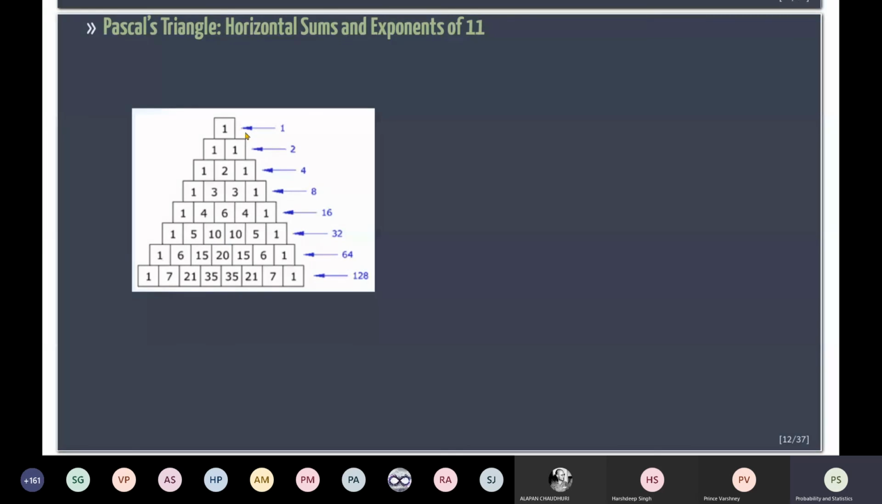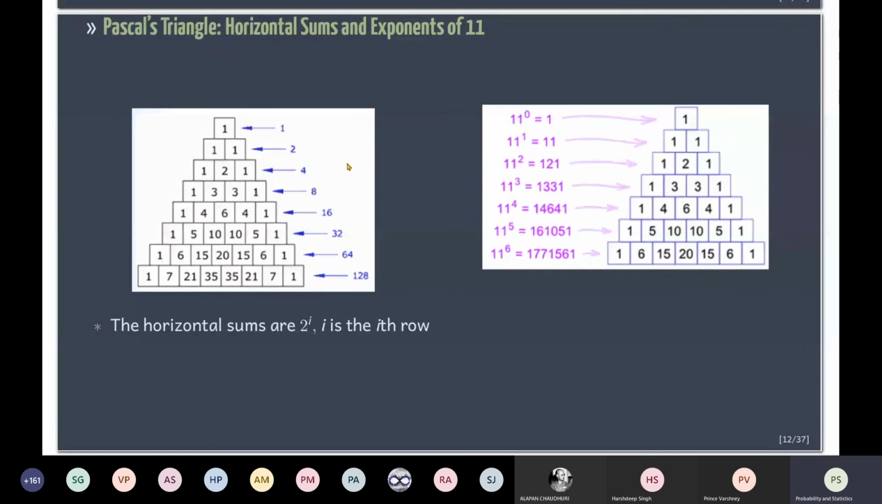So horizontally, what does it represent? So you have one here, you have two here. It turns out that the horizontal sums of this Pascal's triangle are nothing but powers of 2. The sum is 2 to the i. Okay, so this is 2 to the 0, 2 to the 1, 2 to the 2, and so on.